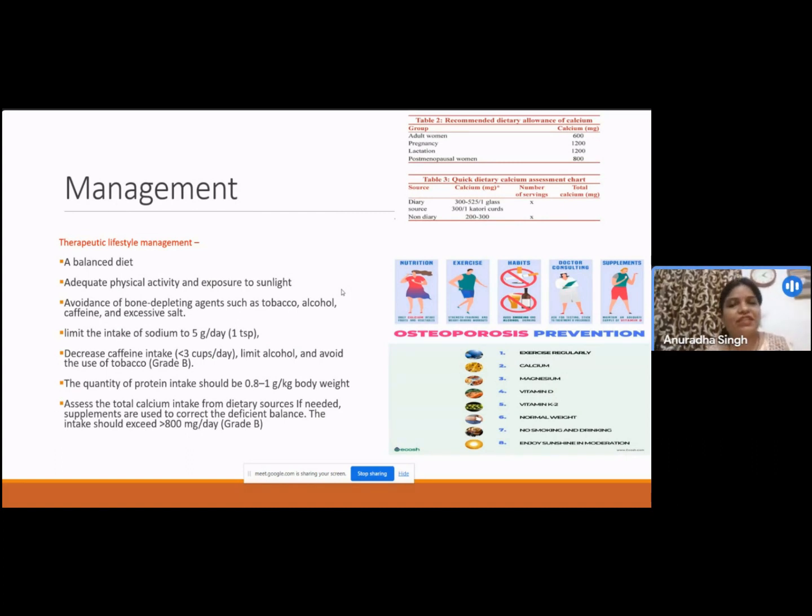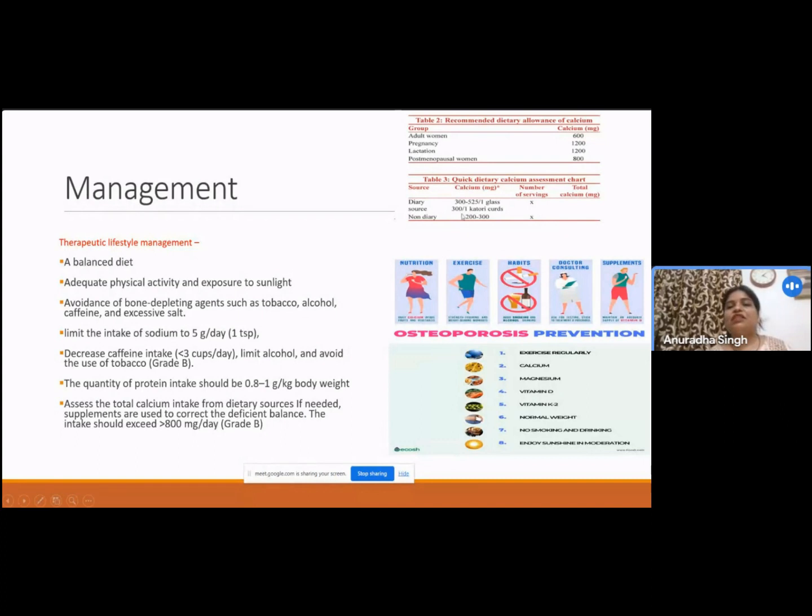A balanced diet rich in calcium is important. Adequate physical activity, which we'll talk about. Avoidance of bone depleting agents such as tobacco, alcohol, caffeine, and excessive salt. We have to limit the intake of sodium to 5 grams per day, that is 1 teaspoon. Limit the caffeine intake to less than 3 cups per day. The quantity of protein should be high, as recommended, 1 gram per kg body weight. And we can assess the total calcium from the dietary sources. It is not that difficult.